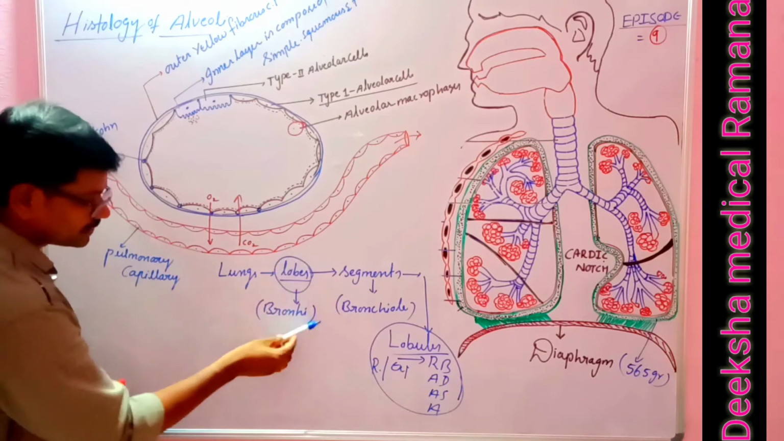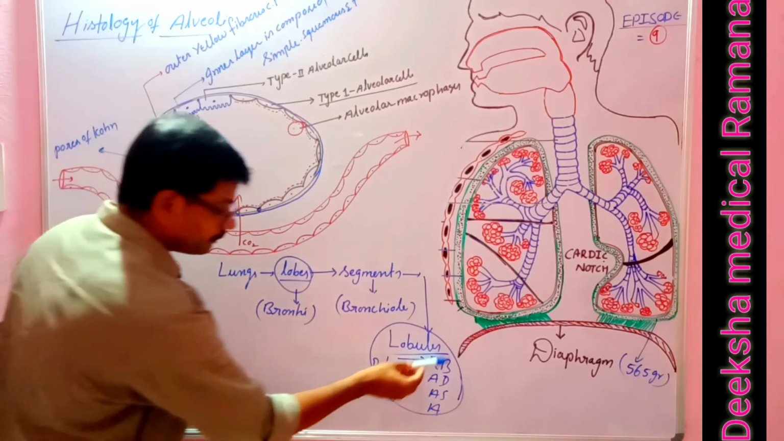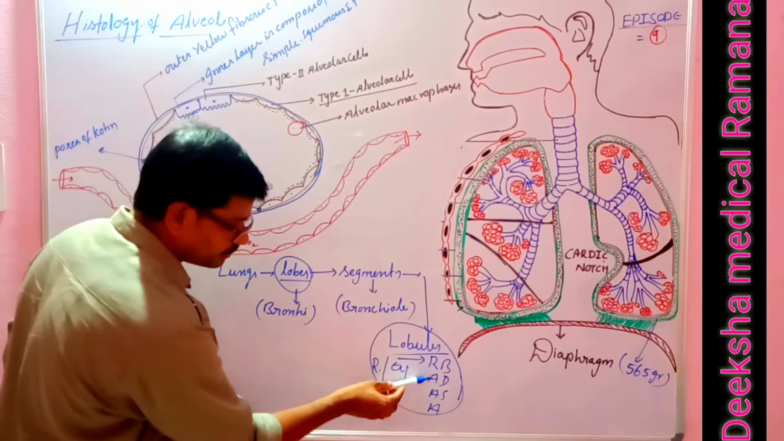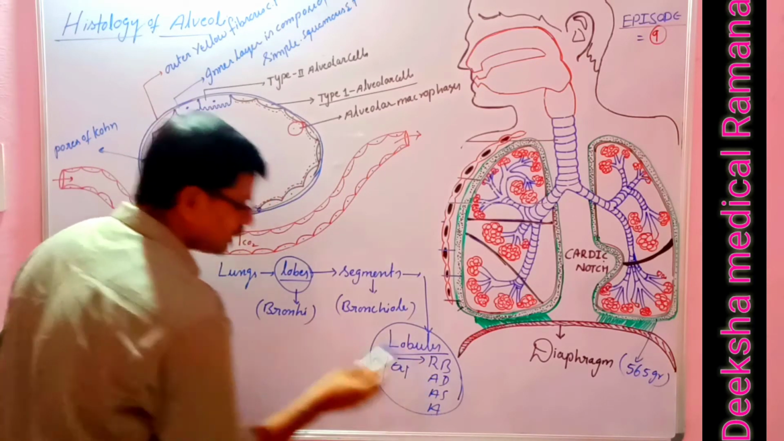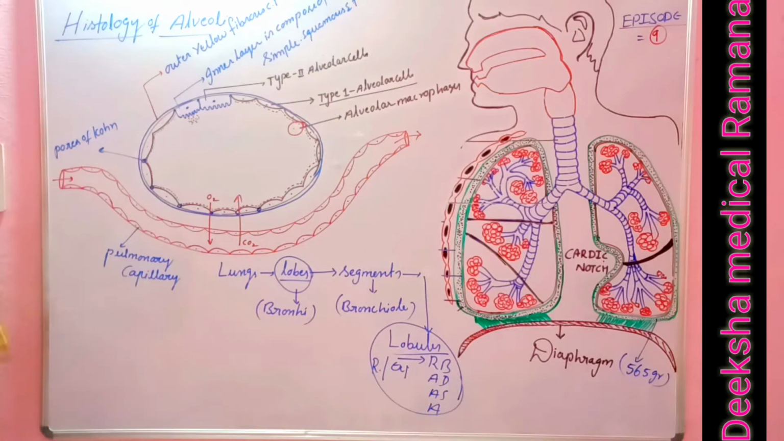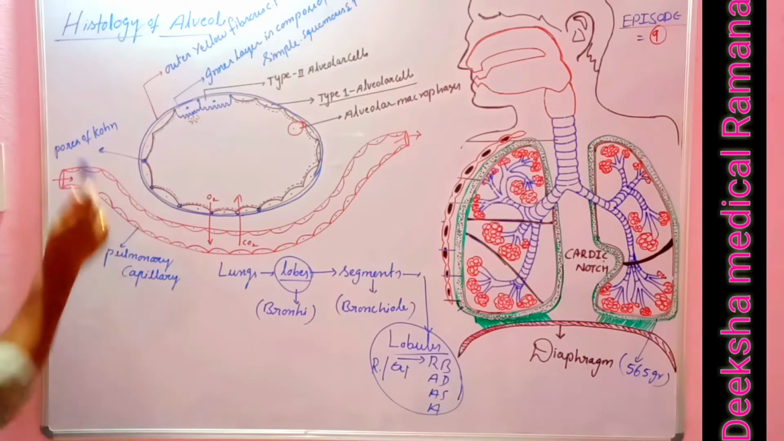Where the lobes are present, there bronchi are present. Where the segments are present, there bronchioles are present. Where the lobules are present, there respiratory bronchiole, alveolar duct, alveolar sac and alveoli are present. I think you have understood about the lobes, segments and lobules, right? Let me explain about the alveoli.